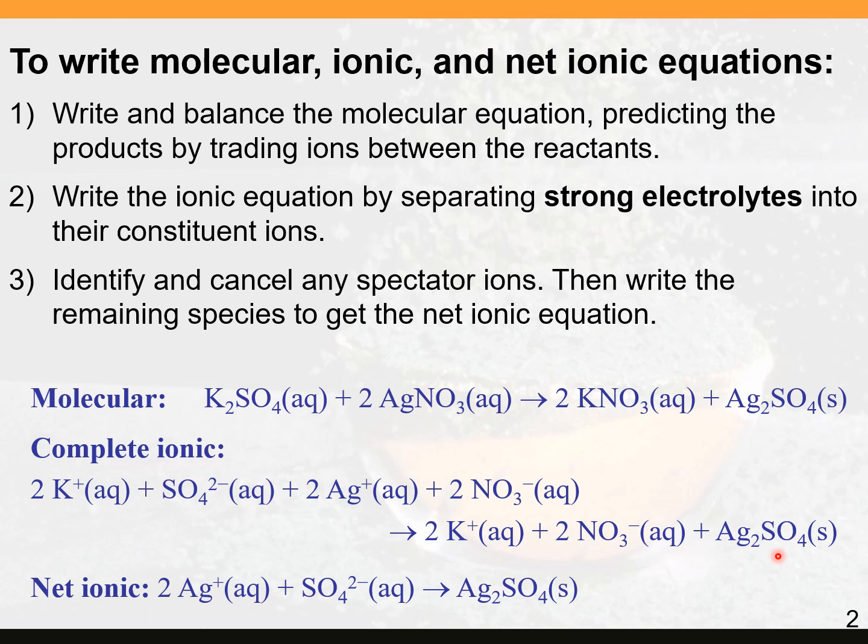In the complete ionic equation, there are 2 spectator ions. The potassium ions are left unchanged, as well as the nitrate ions. Therefore, they cancel out. The remaining species are the 2 silver ions, the sulfate ion, and the silver sulfate precipitate. The remaining equation is the net ionic equation.